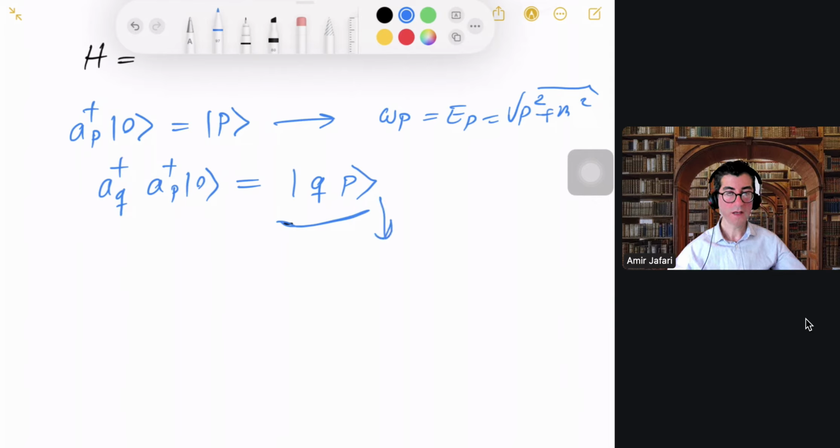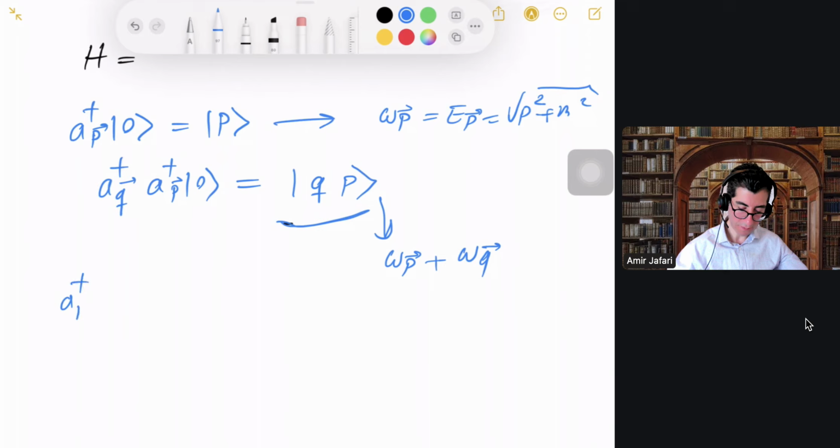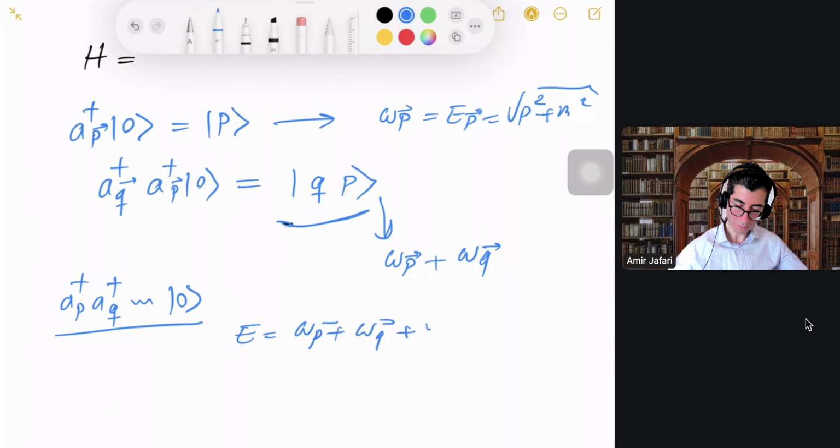And here, the energy would be omega p plus omega q, okay, and in general p is a vector in 3 dimensions, so you are summing over energies, okay? And if you add more particles, basically you can say that a_p, a dagger q, etc. on 0, this state has an energy of omega p plus omega q plus so on. This is the total energy in that quantum state, okay?